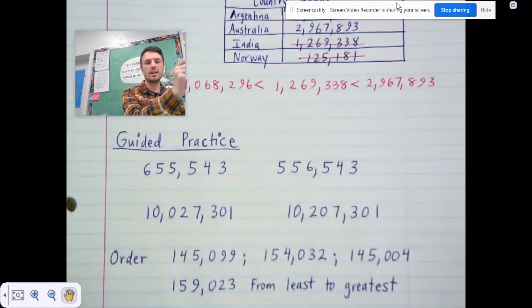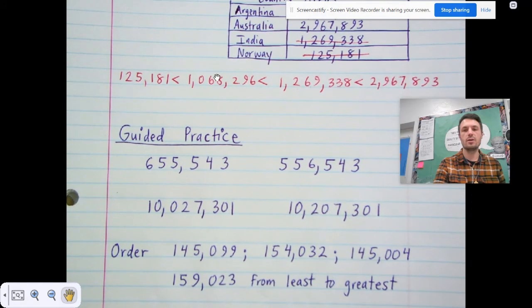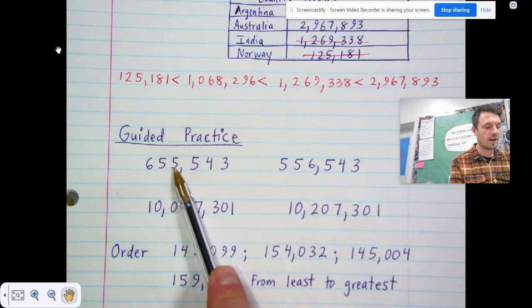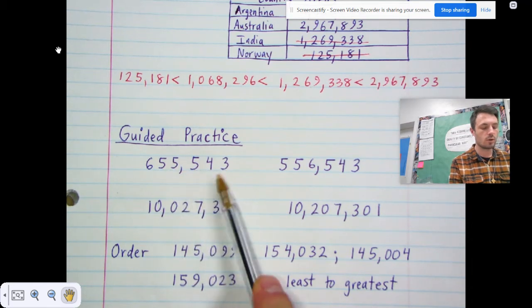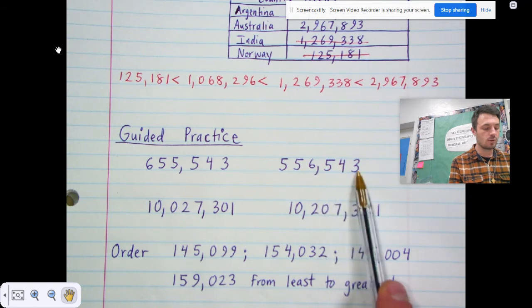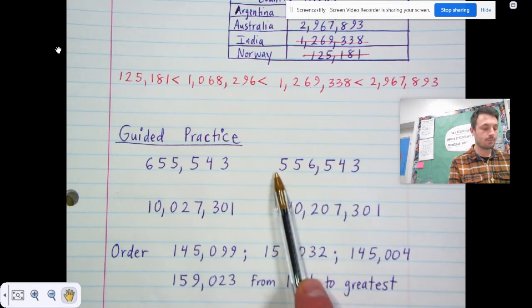Okay, let's do some guided practice. Now, here we're just writing greater than, less than, or equal to between 2 sets of numbers. And again, when we're comparing numbers, we start over at the left and we move over to the right. So here we have 655,543, and we're comparing it to 556,543. These numbers both have 6 digits.